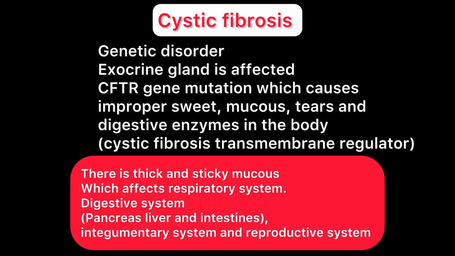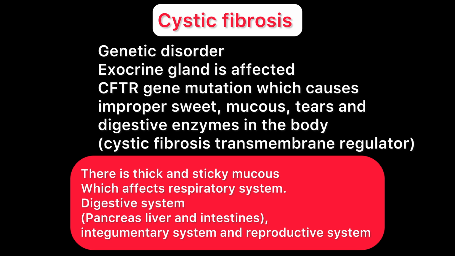Okay, now let's go to the cystic fibrosis. This is the genetic disorder which mainly affects the exocrine gland. In this condition, there is CFTR gene mutation, which stands for cystic fibrosis transmembrane regulator. If there is cystic fibrosis transmembrane regulator imbalance, it can lead to improper sweat, mucus, tears, and digestive enzyme problems in the human body.